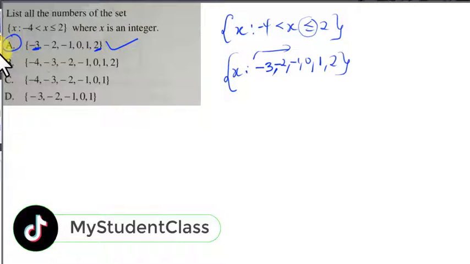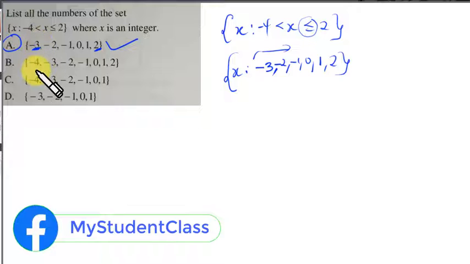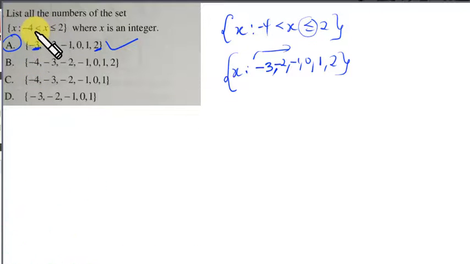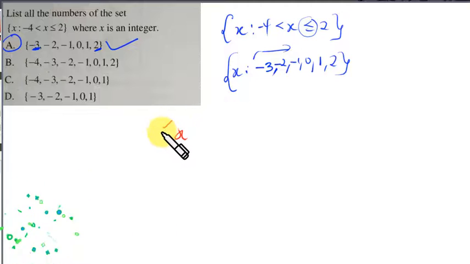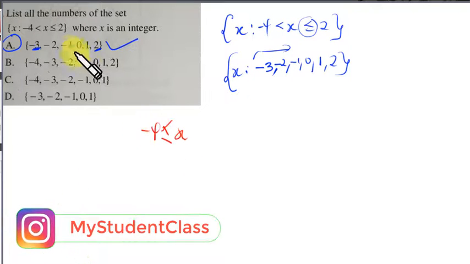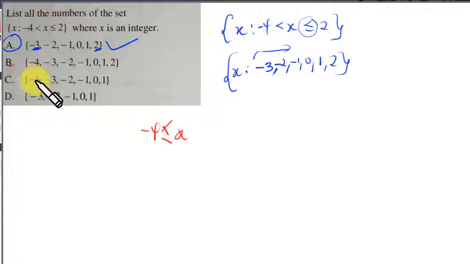B is wrong because x is greater than -4. If we had it this way, x is greater than or equal to -4, then the B could be considered, because with the equal to, it will start from that. So these two are not options.